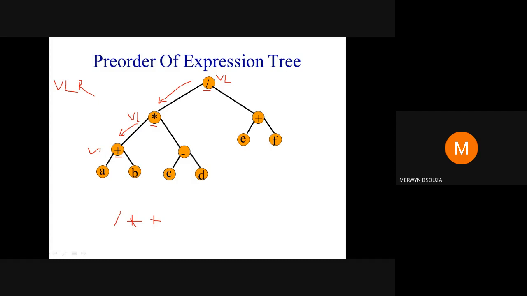Try to go left. Okay. Visit. Put it in the answer. Try to go left. There is no left subtree. Try to go right. There is no right. Okay. So you have done all the steps here. So go back up. Okay. Check any steps are remaining. Yes. Right is remaining.